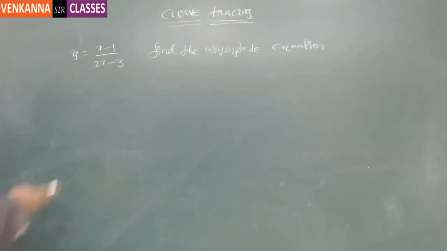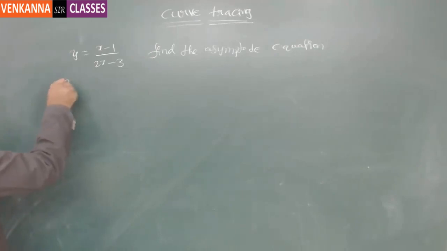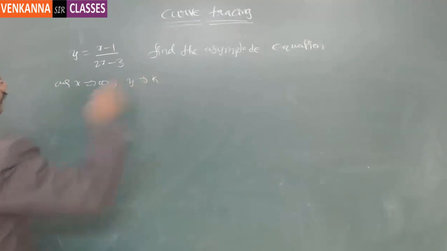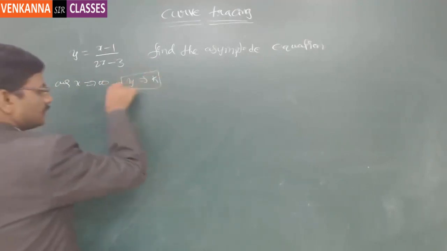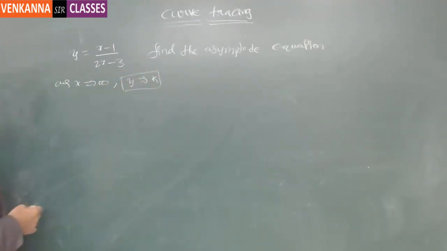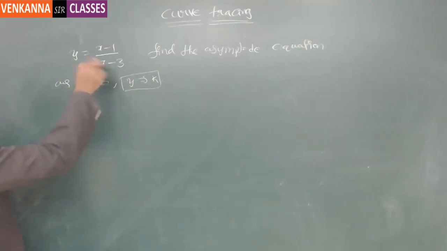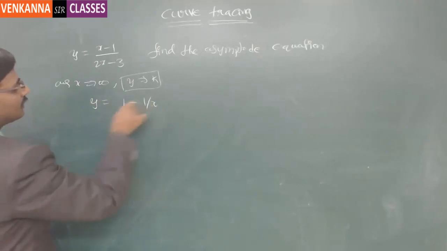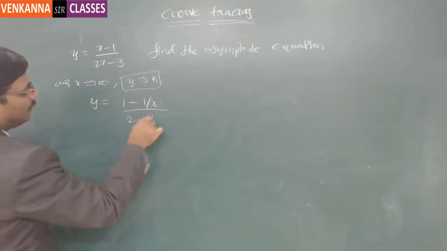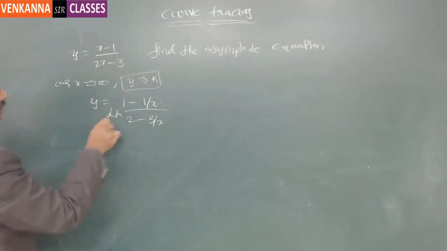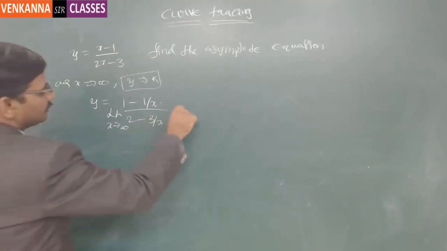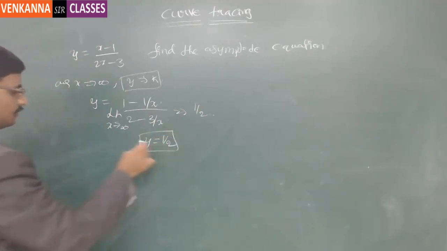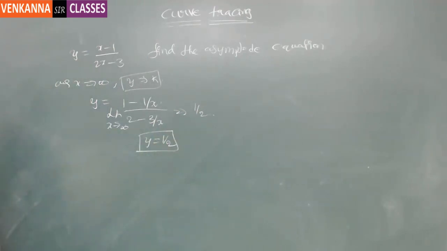See this. By definition, as x tends to infinite, y should approach a constant value k, and this is nothing but the equation of the straight line, or the equation of the asymptote. Now in this case, if you take x tends to infinite, y can be written as 1 minus 1 by x divided by 2 minus 3 by x. So limit x tends to infinite, this is going to be 1 by 2. So y is equal to 1 by 2 is the equation of the asymptote. Got it?